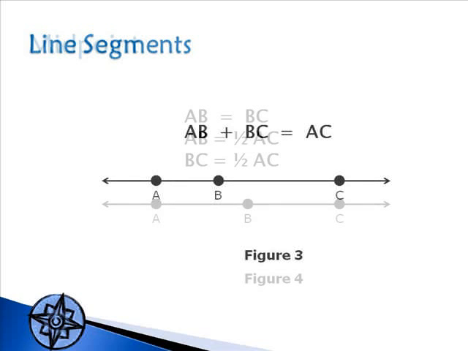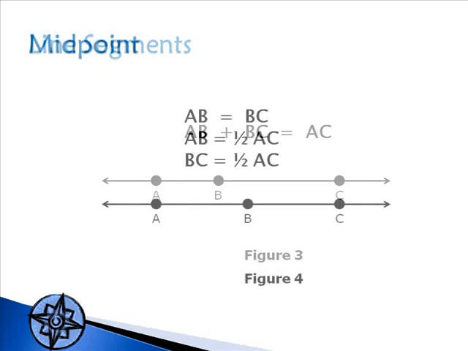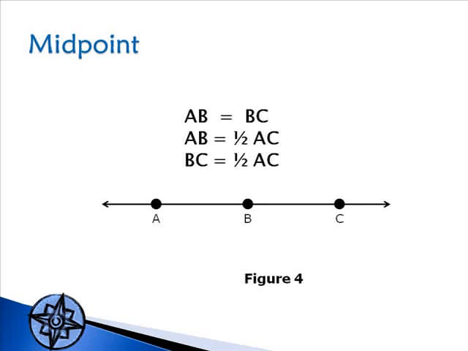Line segment theorem 1, the midpoint theorem. If B is the midpoint of line segment AC, then it is true that AB equals BC, and AB equals half of A to C, and B to C equals half of A to C. A mathematical description of the middle. Take a look at figure 4.